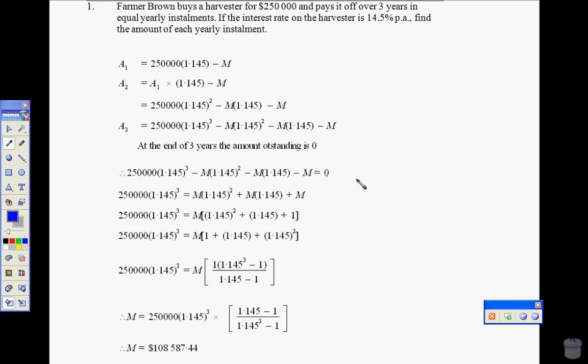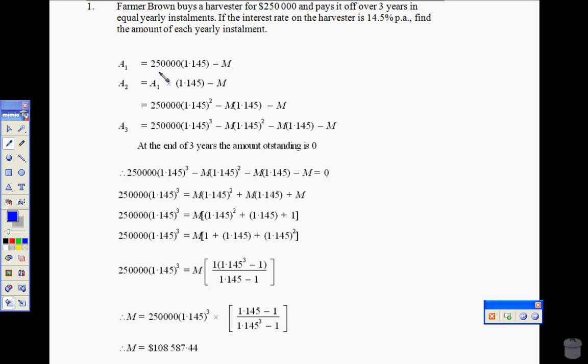So let's have a look at basically what the idea of making a repayment is and what happens. In this case, you've got Farmer Brown buying a $250,000 harvester. He wants to pay it over 3 years at 14.5% per annum, and the instalments are being made yearly. So what's going to happen?